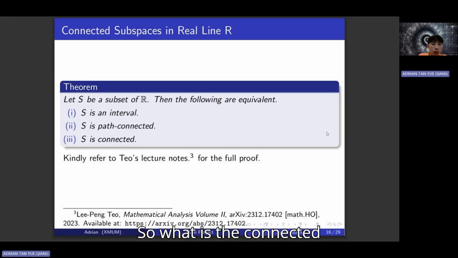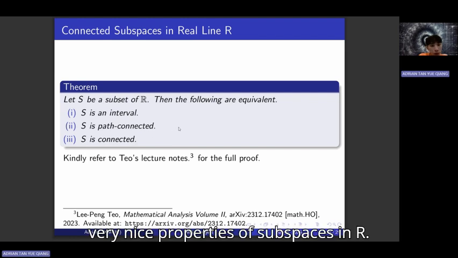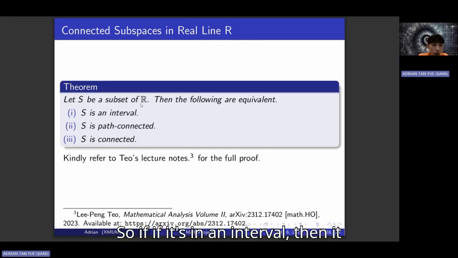So what are the connected subspaces in the real line R? This is also a very nice property of subspaces in R. If it's an interval, then it must be path connected; if it's path connected, it must be connected; and if it's connected, it must be an interval. All of these are equivalent. We will not prove this because it's a very long statement with a bit of a tedious proof, so you can refer to this book.